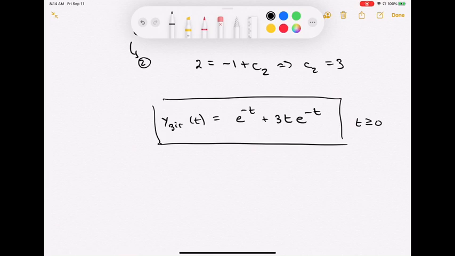Next time, we will start our progress or our path to trying to find the other half of this, and that's the 0 state response.